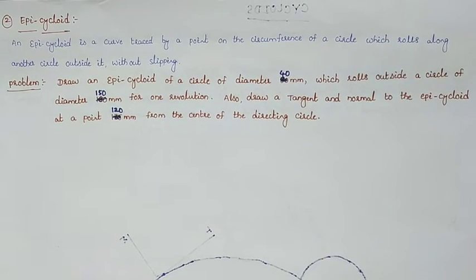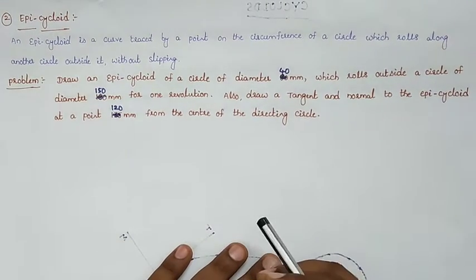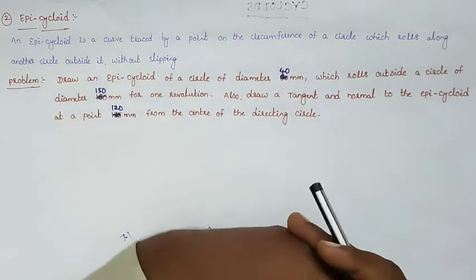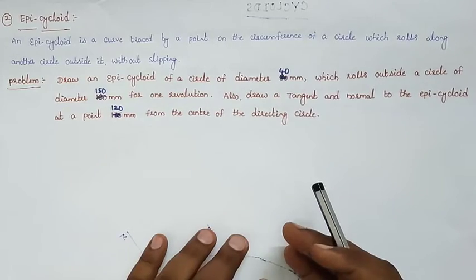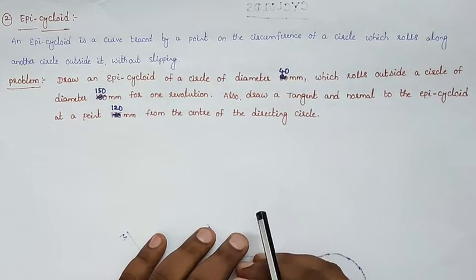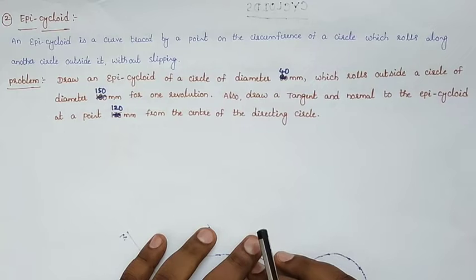So we know that cycloids are of two types. The first one we can call the epicycloid, and the second one we can call the hypocycloid. So what is meant by epicycloid? Epicycloid is a curve traced out by a point on the circumference of a circle which rolls along another circle outside it without slipping.